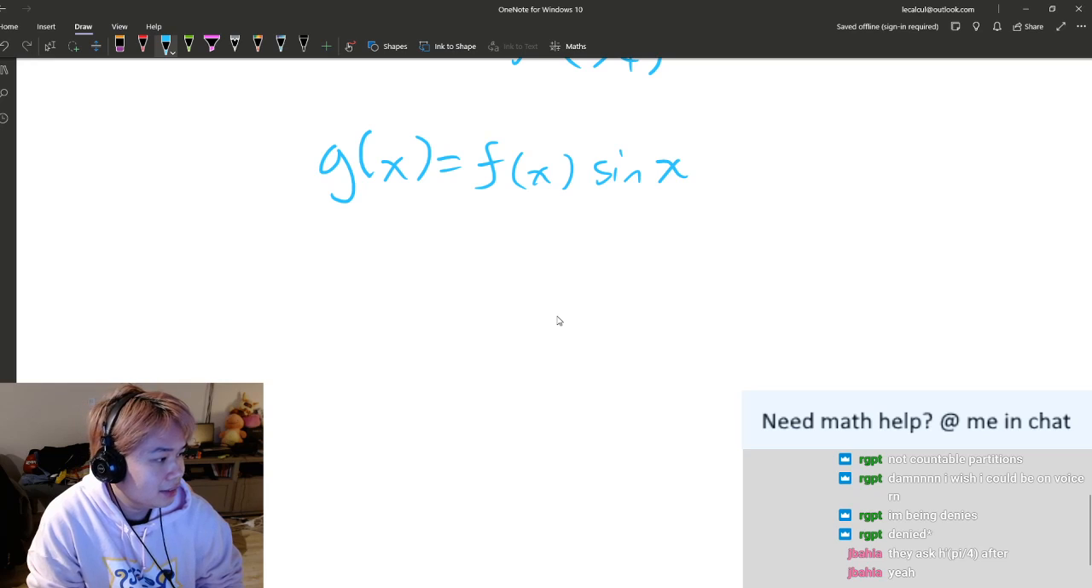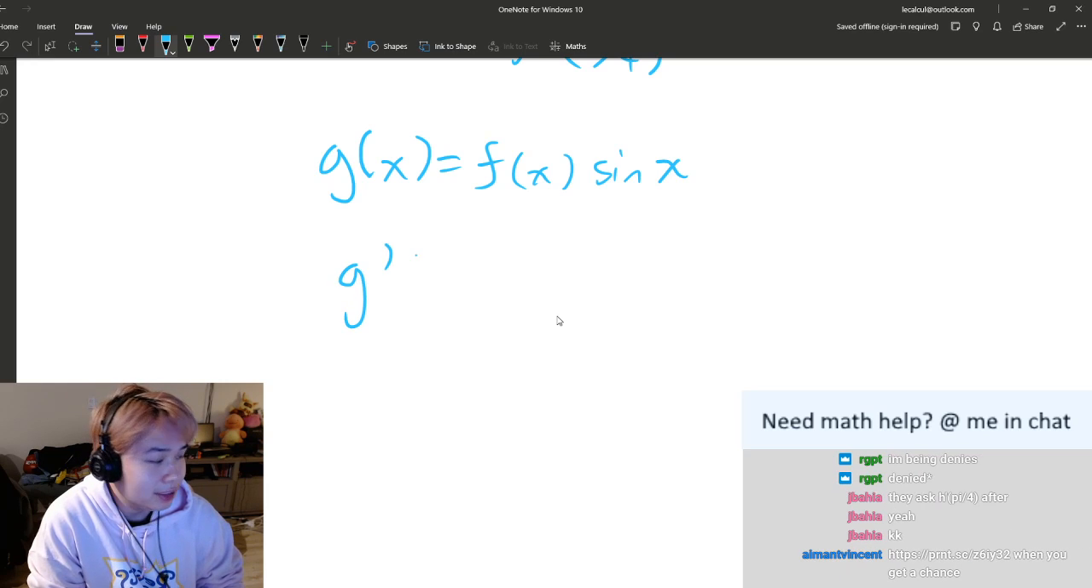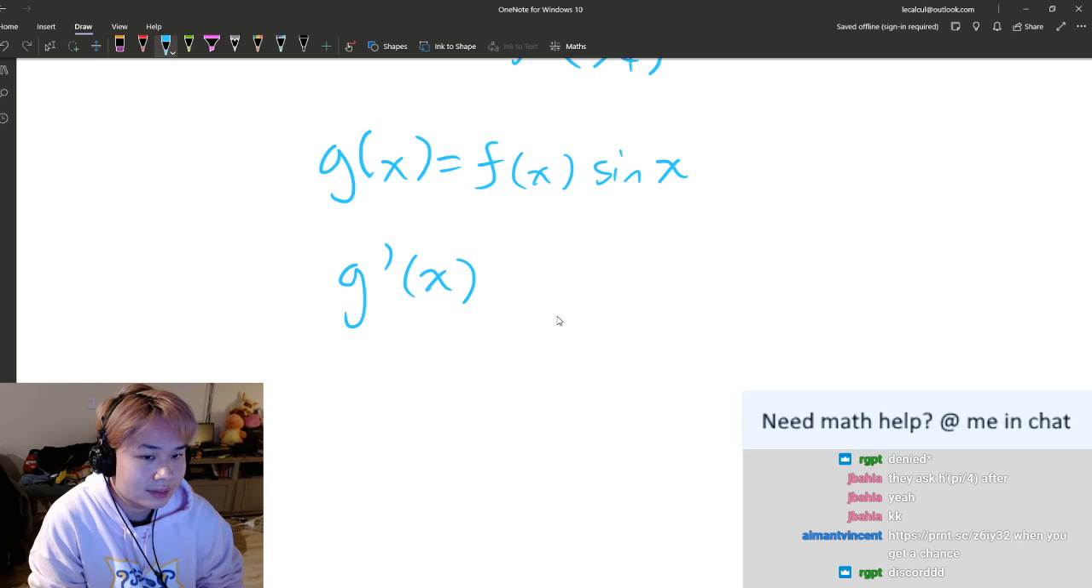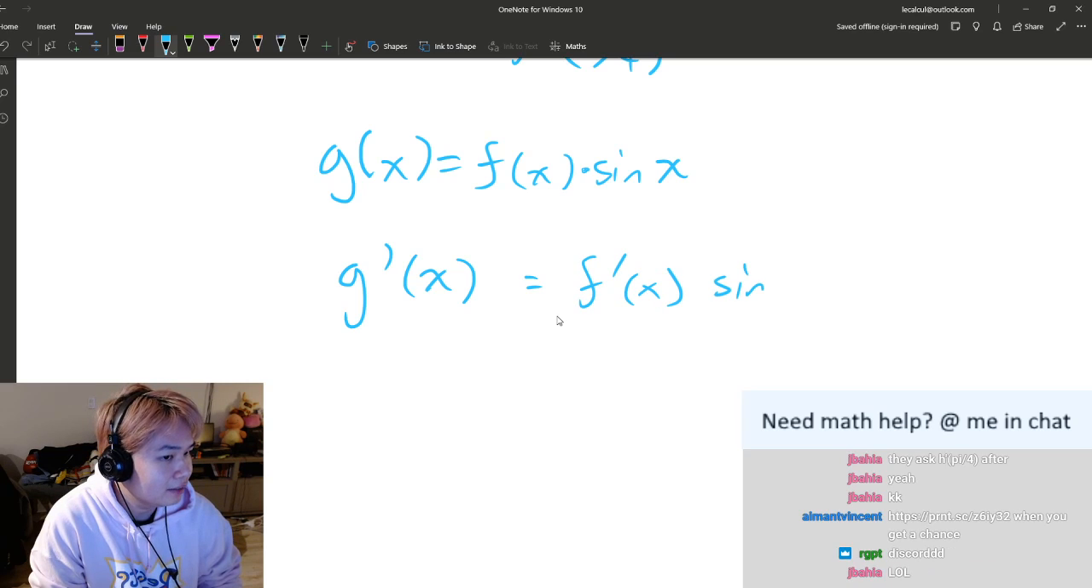Okay, so we need to find the derivative. So this is a product rule. I take f prime, and then I multiply that by sine. And then I take f of x, and then I multiply that by the derivative of sine.